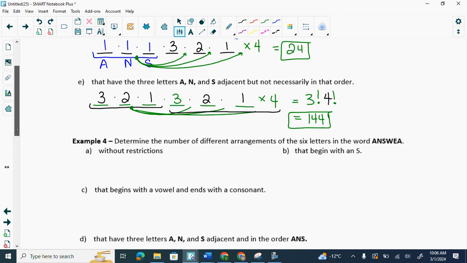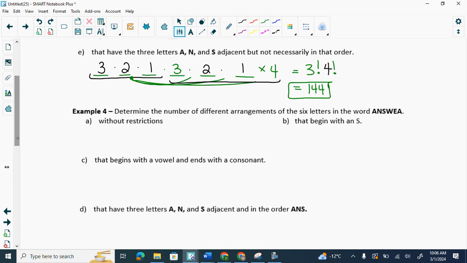If you look at example 4, it's the exact same question. What's the difference? Read the first sentence. Determine the number of different arrangements of the 6 letters in the word ANSWEA. There's doubling letters, right? So we're going to do the same work, but we have to make sure that every single one of them has a denominator of 2 factorial. Because we have to rewrite the word.